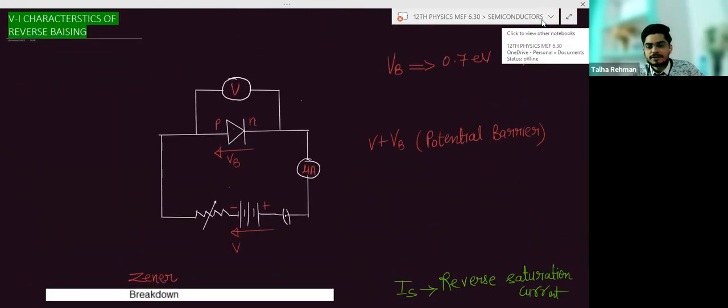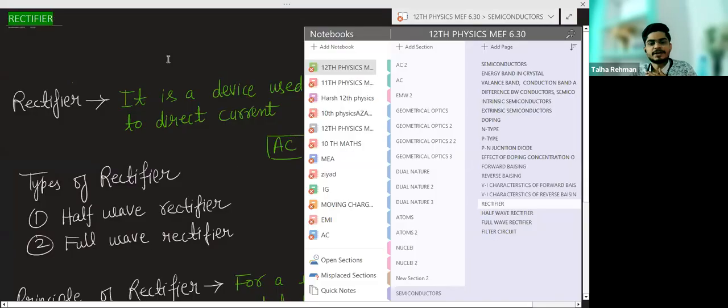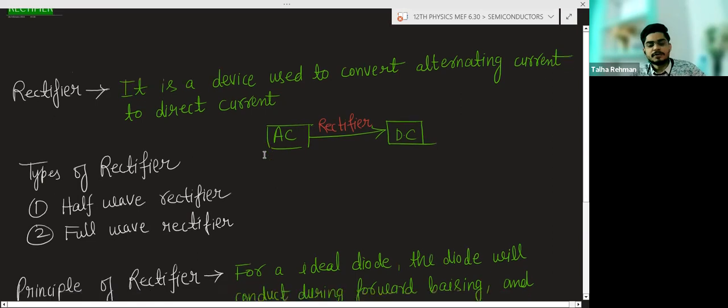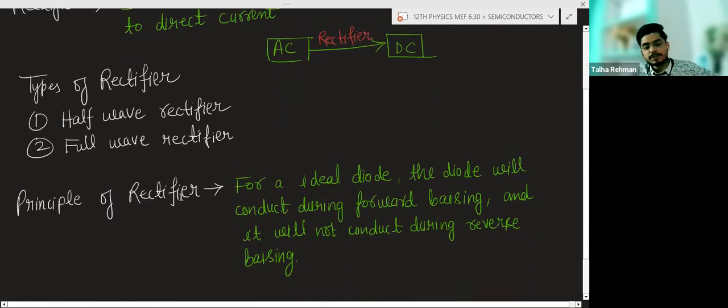After this, we have the rectifier. Basically, a rectifier is a device used to convert alternating current to direct current. Two types of rectifier are there: half wave rectifier and full wave rectifier. First we will discuss the principle of the rectifier.